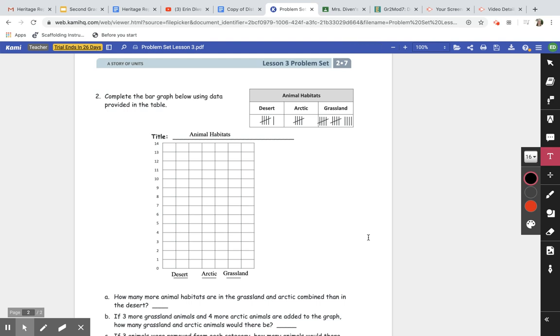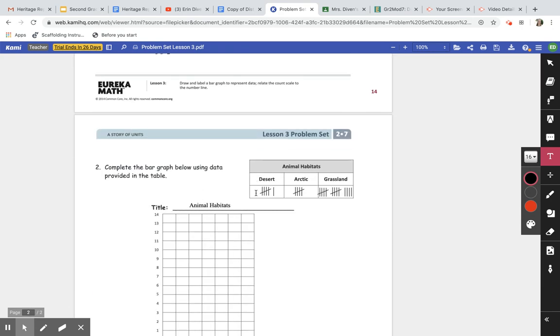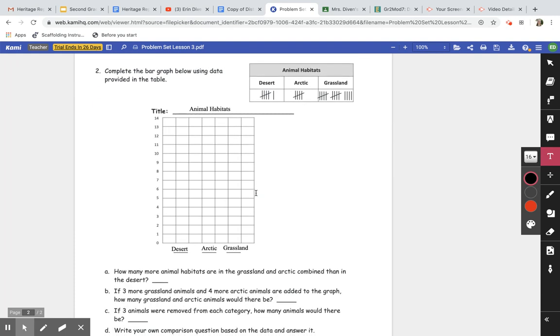Here we are on page 2 of lesson 3 problem set for module 7. Earlier on the first page, we did a bar graph that was a horizontal bar graph. The next one we are going to be doing is going to be a vertical bar graph. So I already put the title in, and I put our different habitats in here just to make it easier and go a little bit quicker on the time.